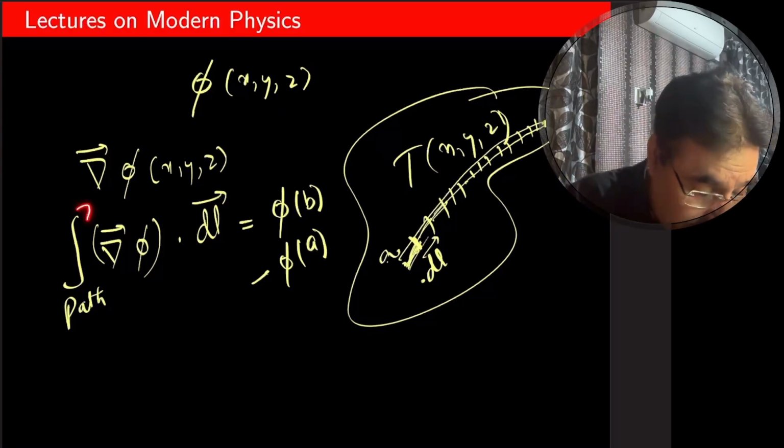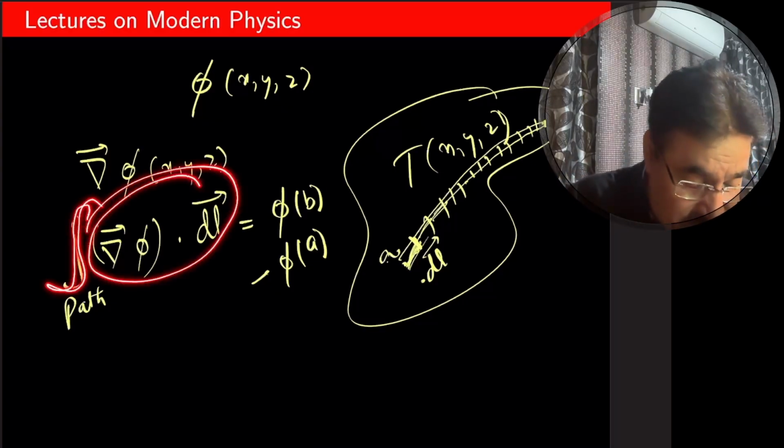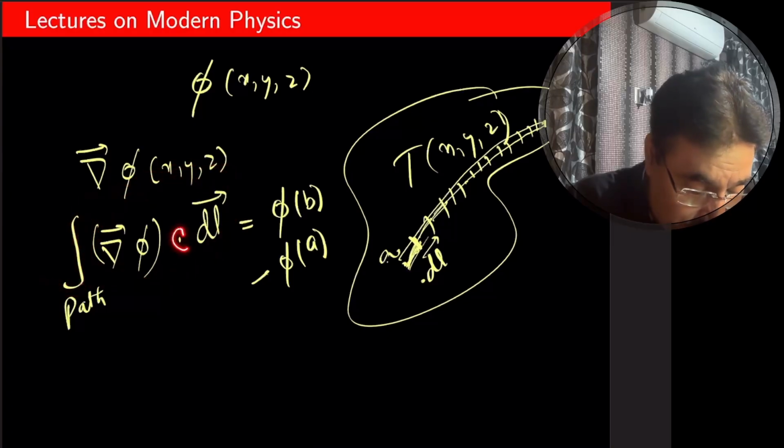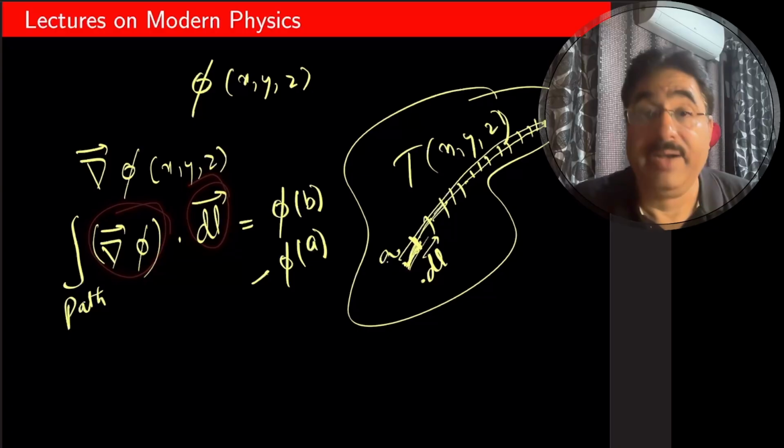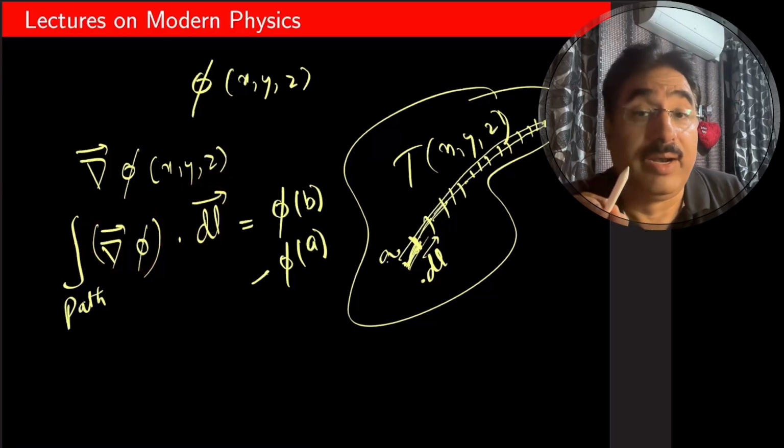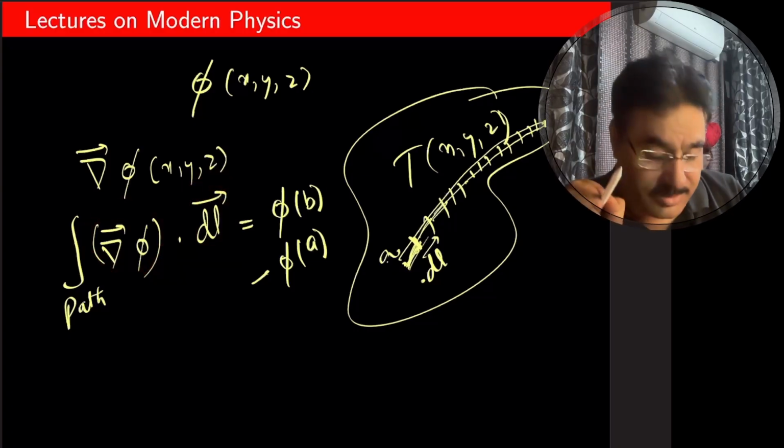So since the integrand is always a scalar sum, the only way it makes sense is that you have a dot product here, because dl is a vector and this fellow is a vector. This is a very important note in the mathematical sense.